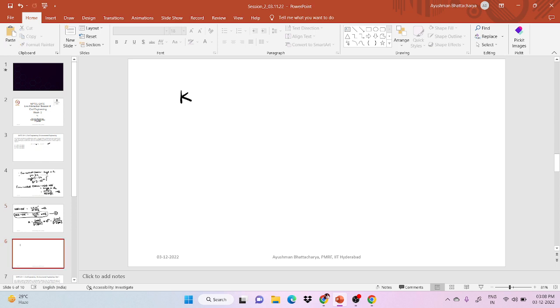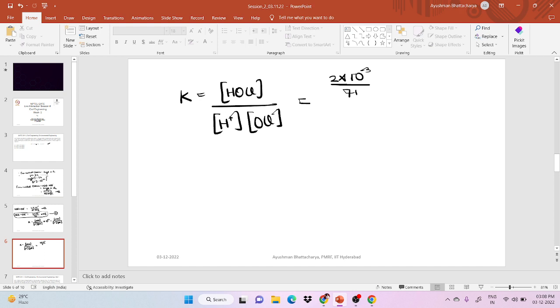So K is equal to HOCl divided by H+ and OCl-. If we substitute the value of HOCl, we write (2 × 10^-3/71 - OCl-) divided by H+ and OCl-. I hope till here it is clear.